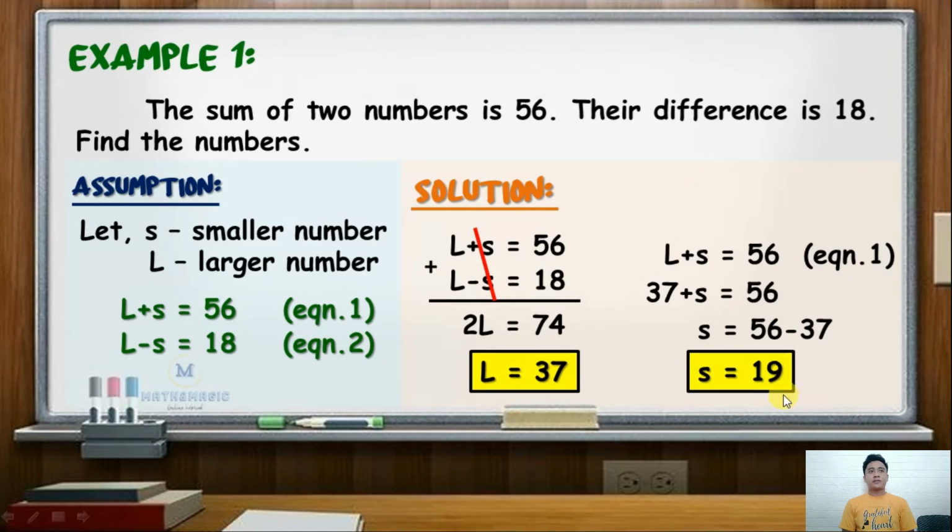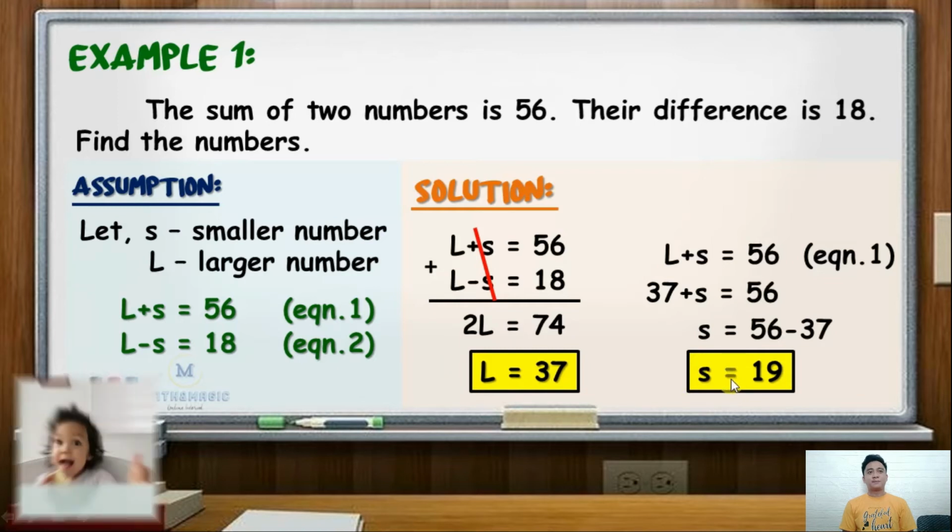Now to check whether the values 37 and 19 are correct, we will substitute these to the second equation, L minus S equals 18. That will be 37 minus 19. 37 minus 19 is equal to 18. Thus, the numbers are 37 and 19.